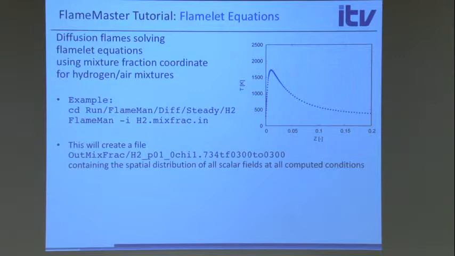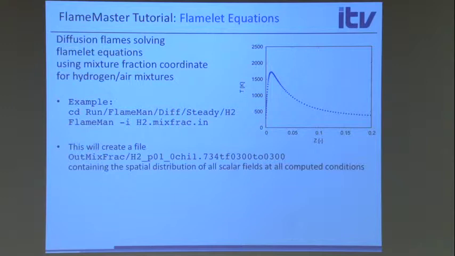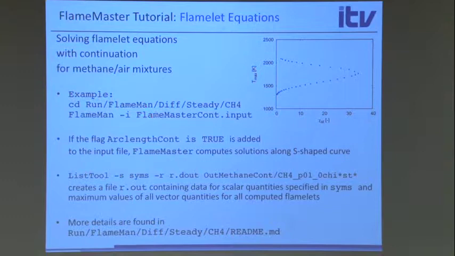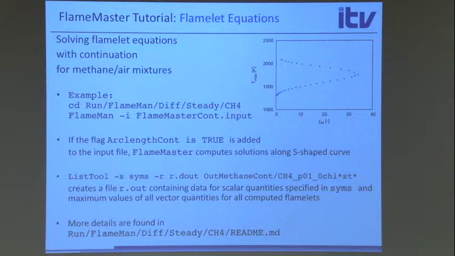Flamelet equations can be solved, and there's a tutorial on how to do this. There's a text that's called Flamelet Libraries or something that describes all of this in much detail, because a lot of people use this to create flamelet libraries. What's interesting also, this has an arc length continuation method. Usually, if you start here at low dissipation rate, you increase the dissipation rate, at some point it will extinguish. It's very hard to get to this branch here, which I said is unstable. But with this arc length continuation method, one can actually compute around this curve here and get all of these solutions.